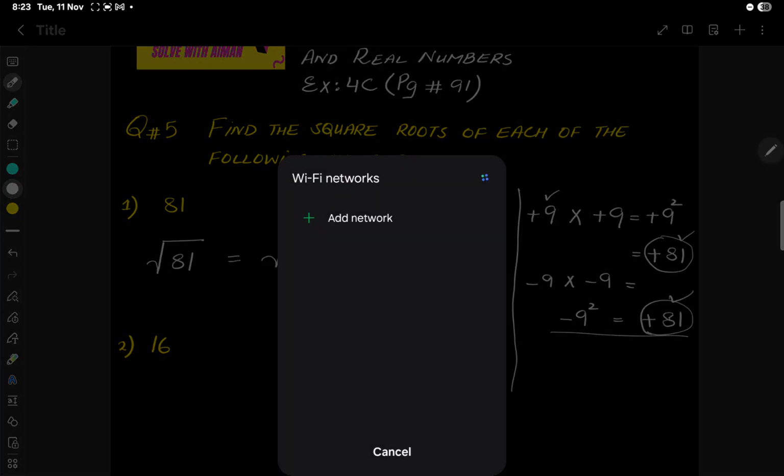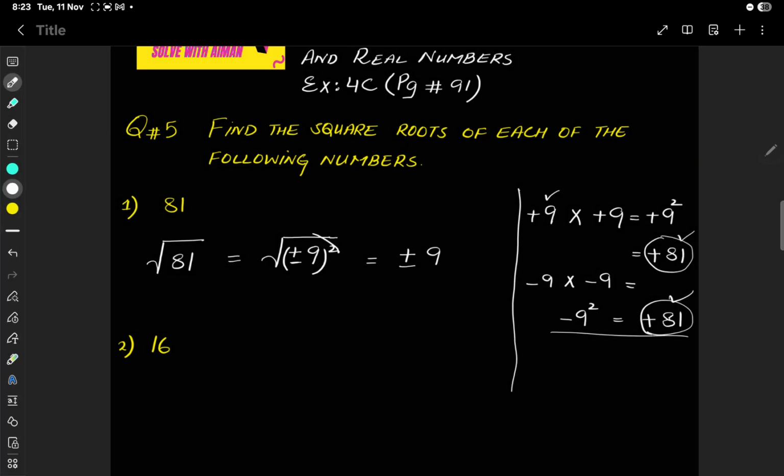Because if we see an example, let's say we take -2 squared. In this case -2 is multiplying with -2, minus minus will be plus and 2 2s are 4. So the final answer will be with the plus sign.